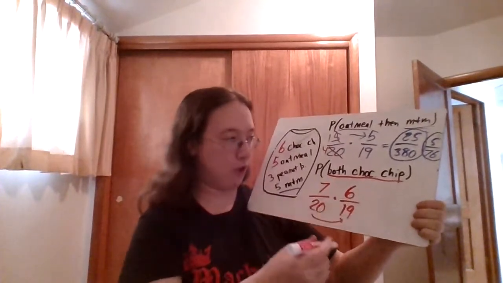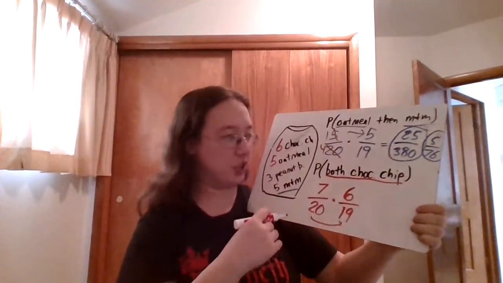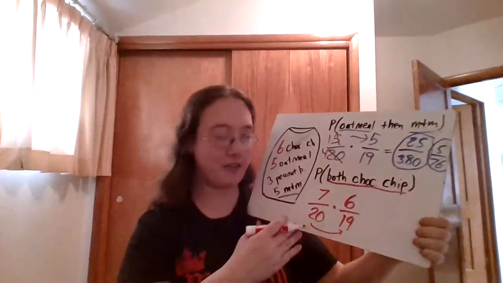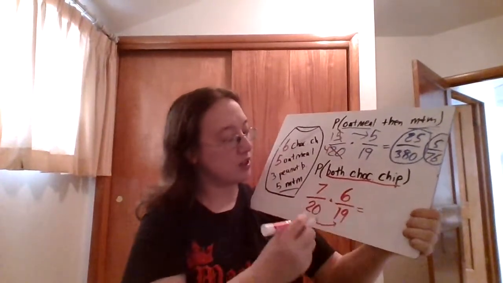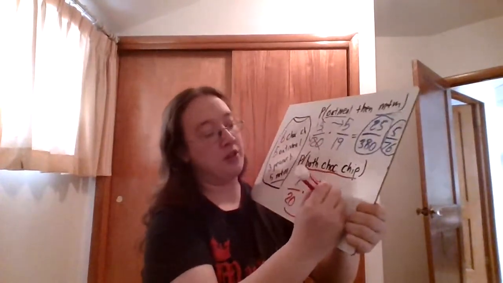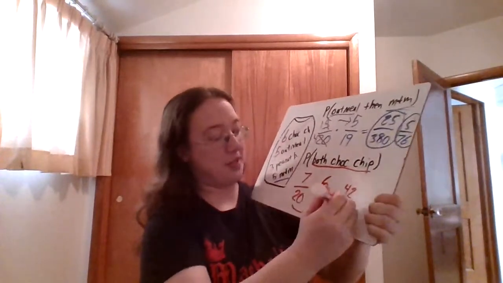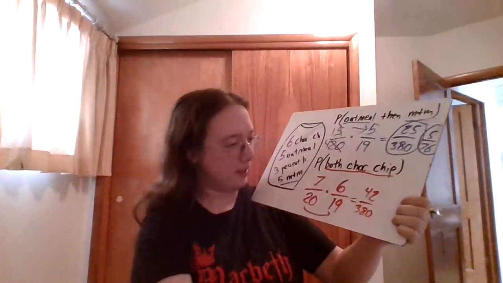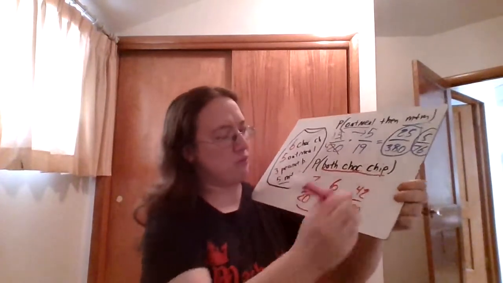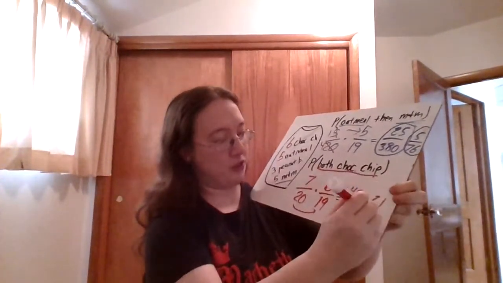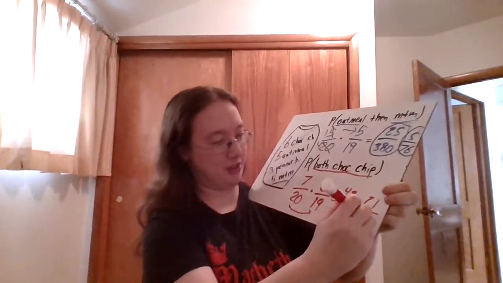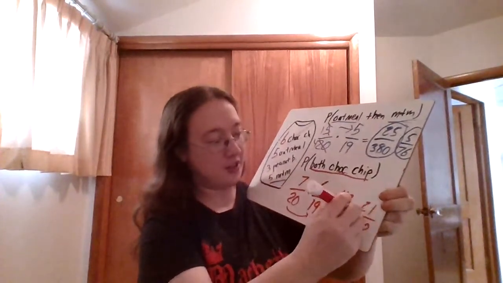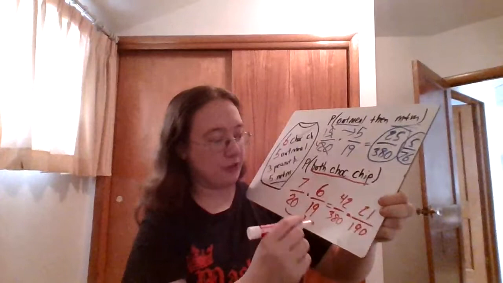Same sort of thing with the overall one. We've got 1 less chocolate chip cookie, and we've got 1 less cookie total. Okay, 7 times 6 is 42. 20 times 19 is still 380. And I'm pretty sure it's just 2. So 2 goes in here 21 times, 2 goes in here 190 times. And 3 doesn't go there, 7 doesn't go there.